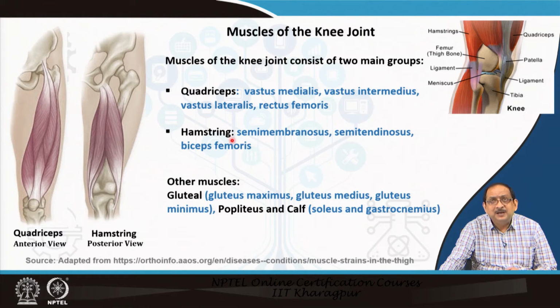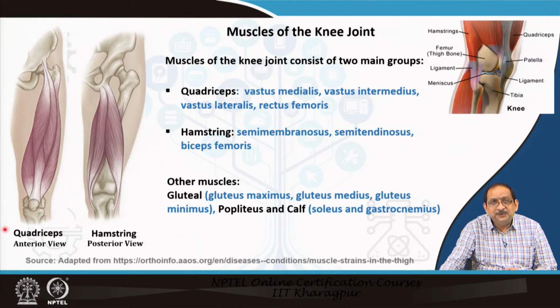The hamstring is a group of muscles and consists of the muscles semimembranosus, semitendinosus and the biceps femoris. The other muscles which take part in movements of the knee joint are the gluteal, popliteus and the cuff muscles.